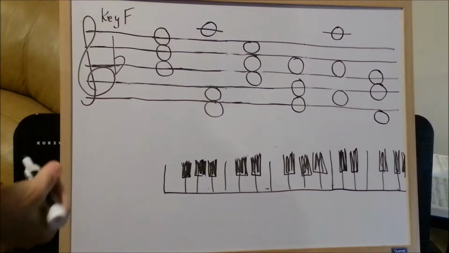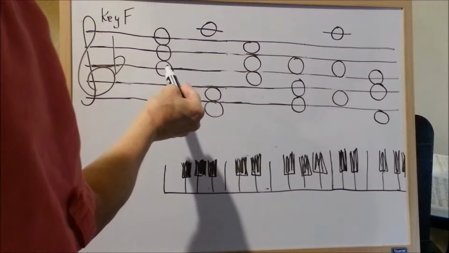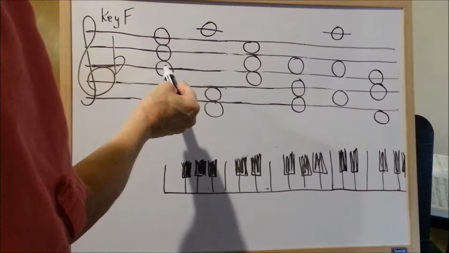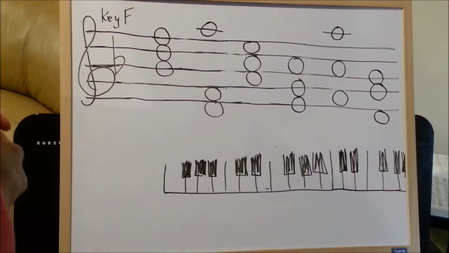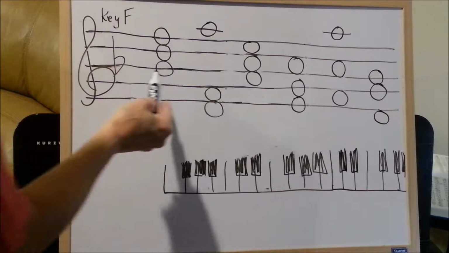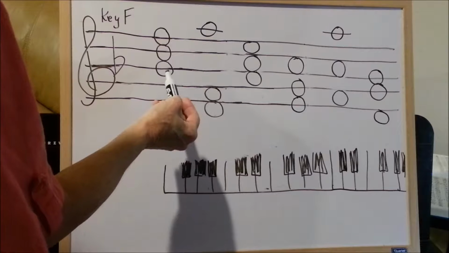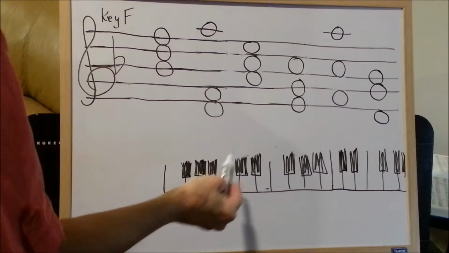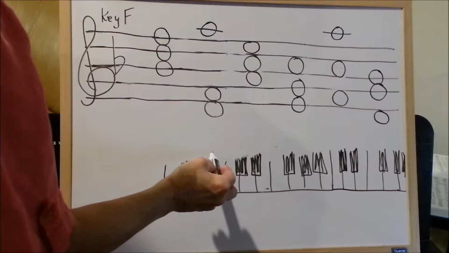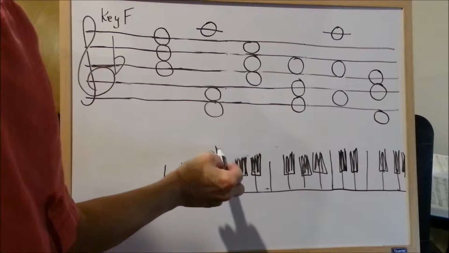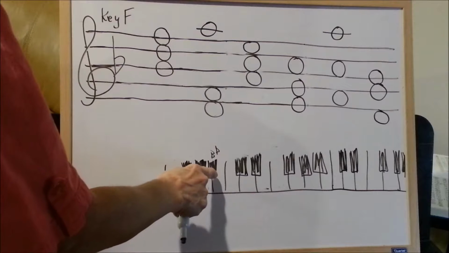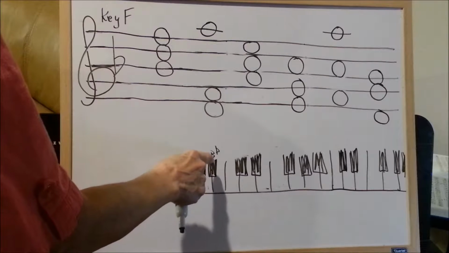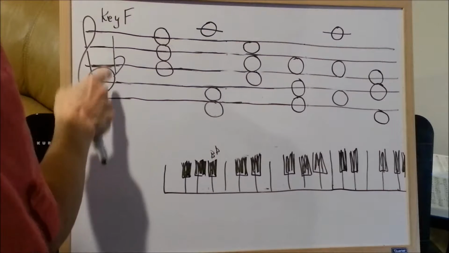So let's look at the first one, and I see automatically it's stacked, line, line, line. So I know it is a root position. What are the letters? B flat, D, and F. All right, so here is the B flat on keyboard. What number is B flat in the key of F?